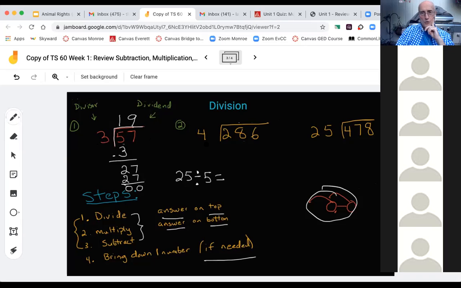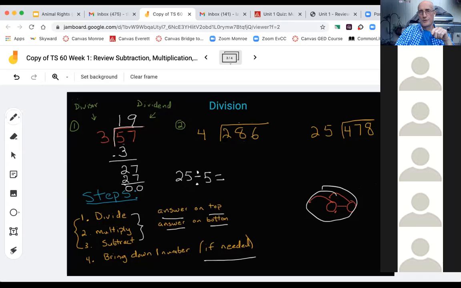All right. I'm not going to do all of these. I'm just going to get you started with number 2 here. So I'll give you a couple seconds to copy this one down. And again, the 3 steps are divide, multiply, and subtract. And you keep repeating those steps. So the first step is I'm going to ask myself, now listen to how I think through this, because it's important that you think like this.